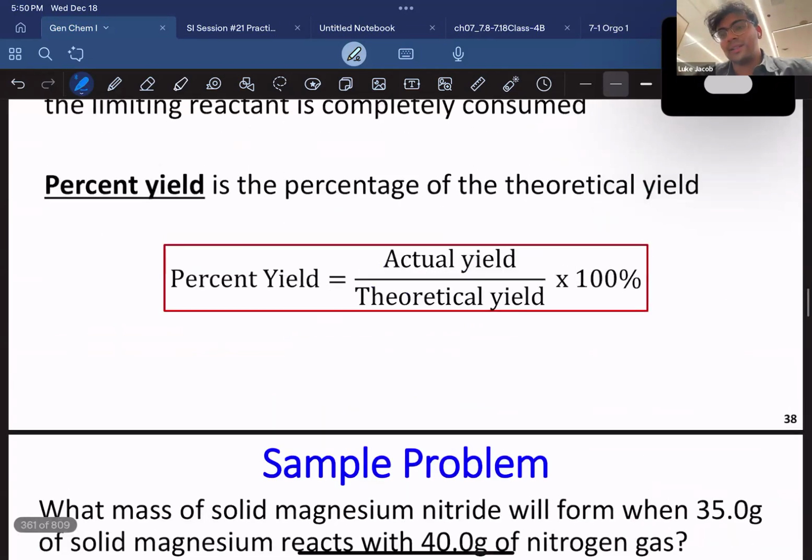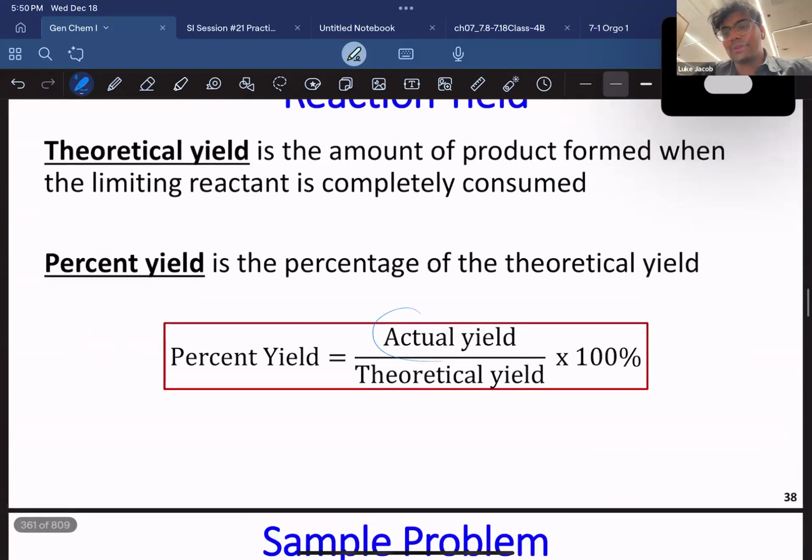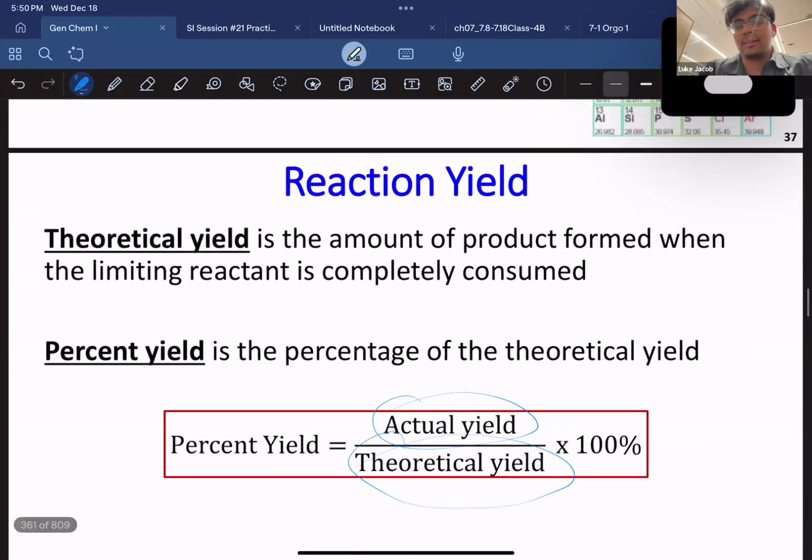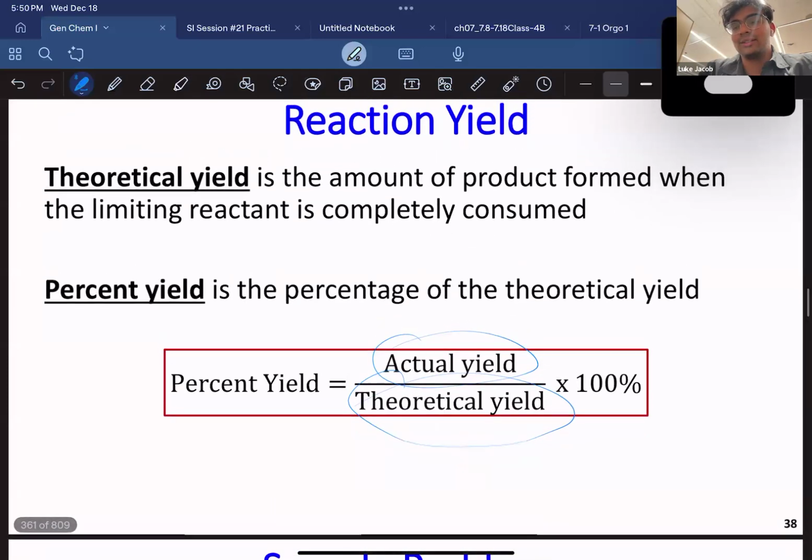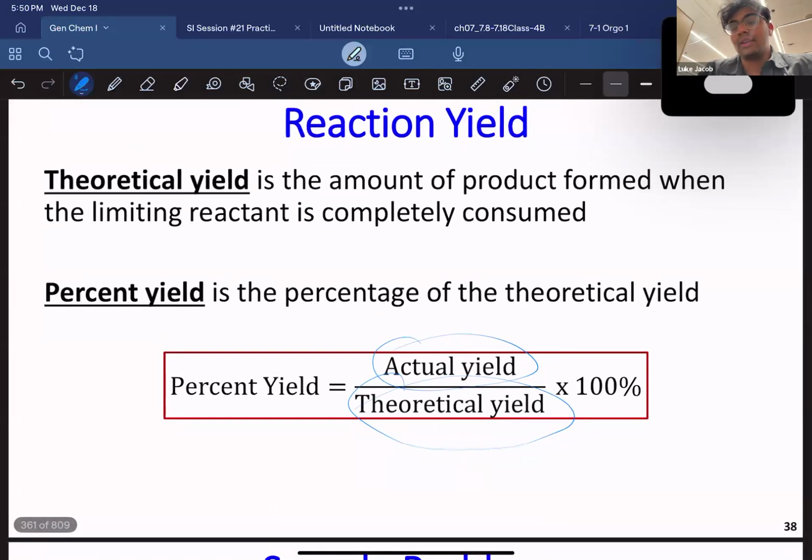Okie dokie. So yeah, this is an important thing. This is actual yield over theoretical yield, right? Times 100. That is important because they might ask you, what is the percent yield? Or they might even ask, if the percent yield is this, what would the actual yield be?